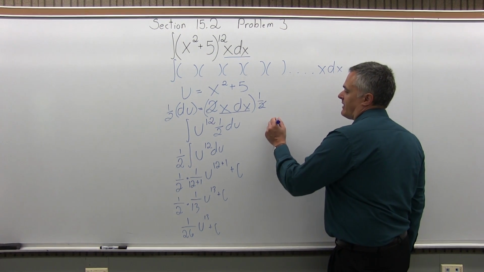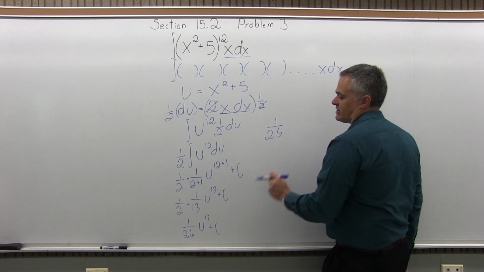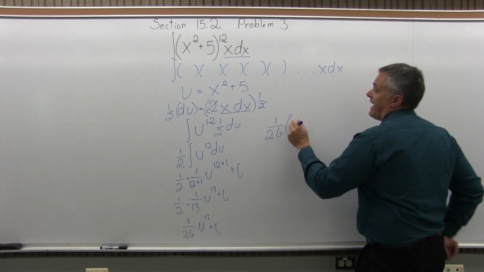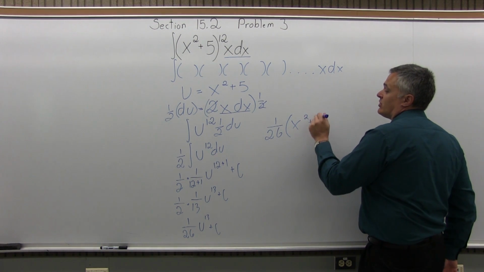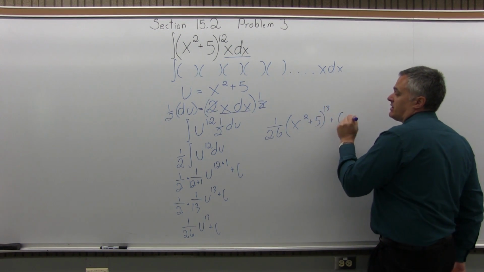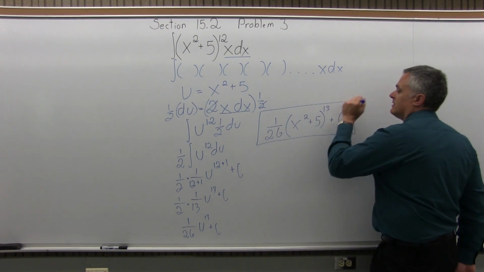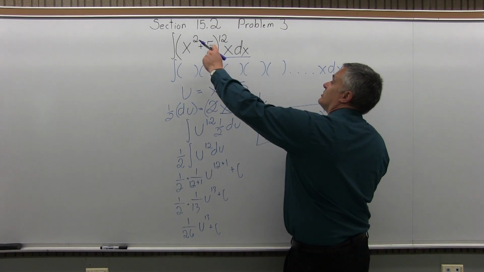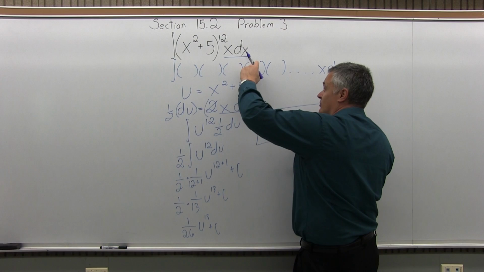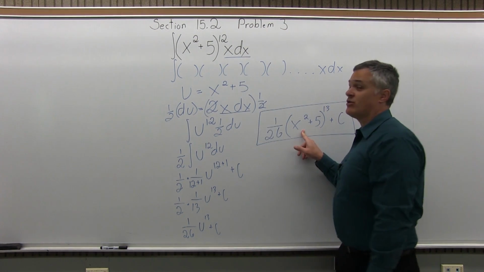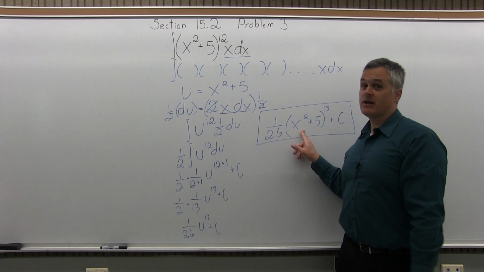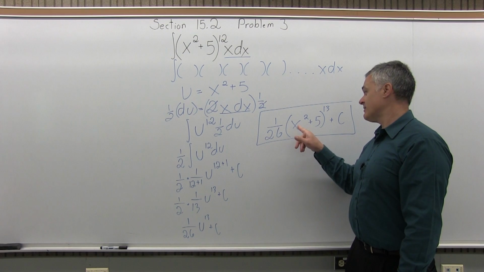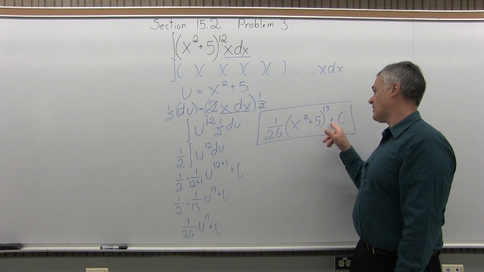So my final answer will be 1 over 26, that fraction that I had in front. And instead of u to the 13th, it'll be what u is equal to: x squared plus 5 to the 13th, plus a constant. And that's the same answer we would get if we did the original problem the long way by FOILing out 12 sets of parentheses and collecting the like terms. If you did that whole process correctly without making any simple errors, you would get 1 over 26 times x squared plus 5 to the 13th power plus some constant.